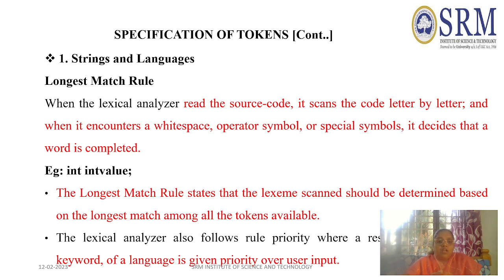Also this lexical analyzer phase uses a rule priority. So in rule priority, keyword is always given a higher importance than that of the identifier. See here, the lexical analyzer also follows a rule priority where a reserved word, example a keyword of a language, is given priority over user input, or identifier, means the user defined variables. Okay, so keyword is given higher priority than that of the user input.